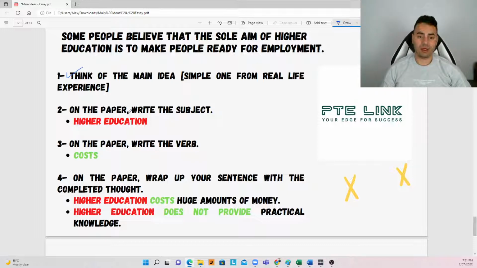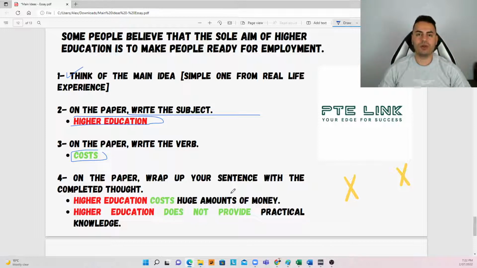First step, again, write the subject, which is higher education. It is a noun phrase, and come up with the verb. Here is my verb for the first main idea. So I would say, higher education costs. Now you have to complete the sentence to come up with a completed thought. Higher education costs huge amounts of money. Done. That's the first negative idea.